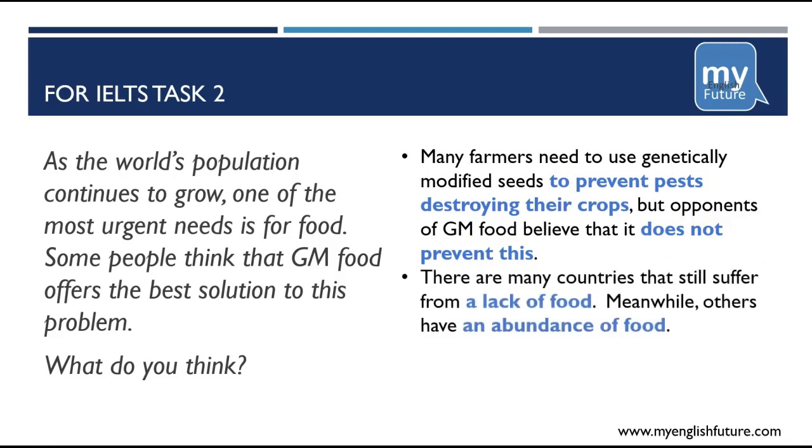There are many countries that still suffer from a lack of food. This now is a noun phrase. So you must repeat the noun phrase. Meanwhile, others have an abundance of food. So many students mess this up and write, meanwhile, others do not have enough food or something like this. But it doesn't match because this is article, noun, preposition, noun. Try to keep it parallel.